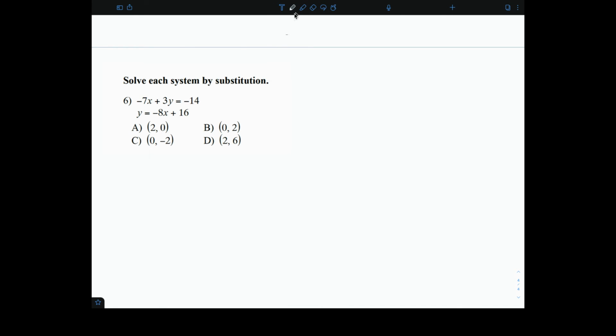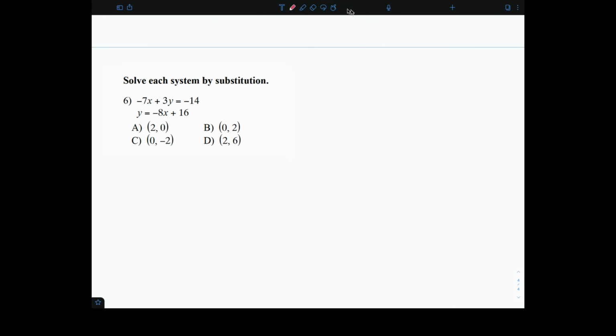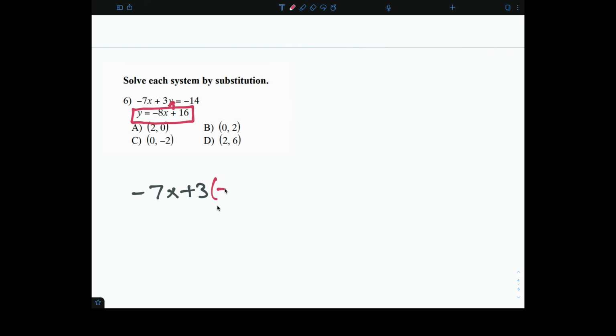So the next one, number 6, is solve the system by substitution. Again, you can use whatever method makes you happy, but since it says substitution, I am going to substitute. So we know y is equal to -8x plus 16. So I'm going to replace this y with -8x plus 16. So we have -7x plus 3, and now, literally instead of y, I'm going to put in -8x plus 16.